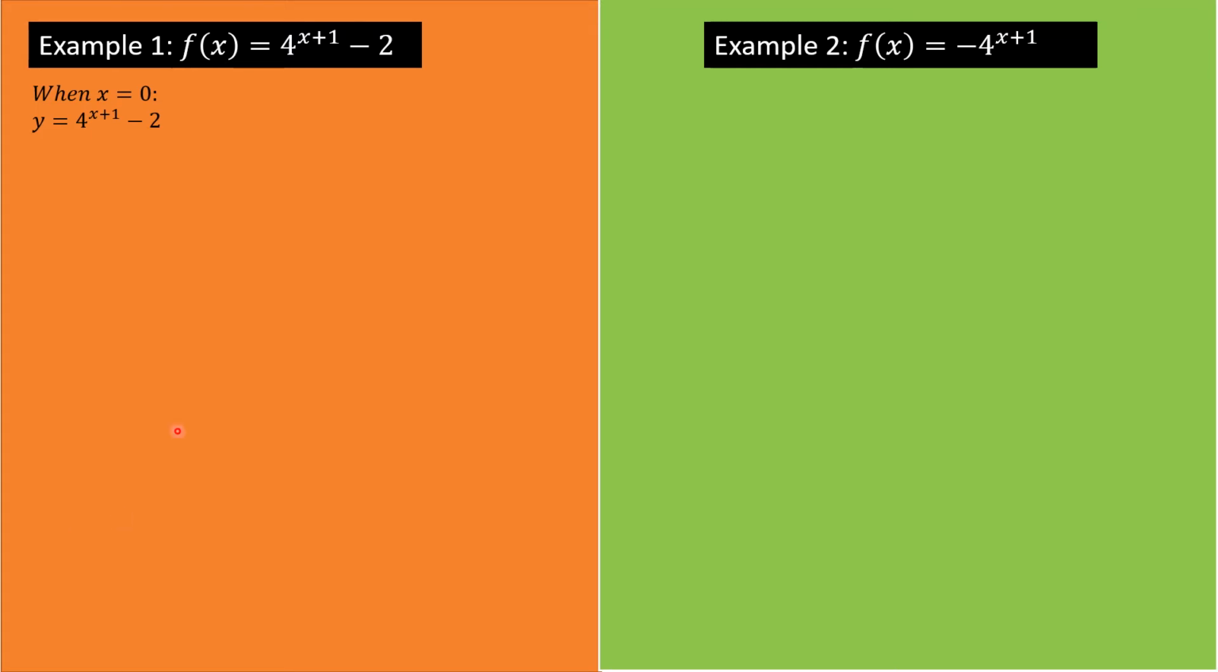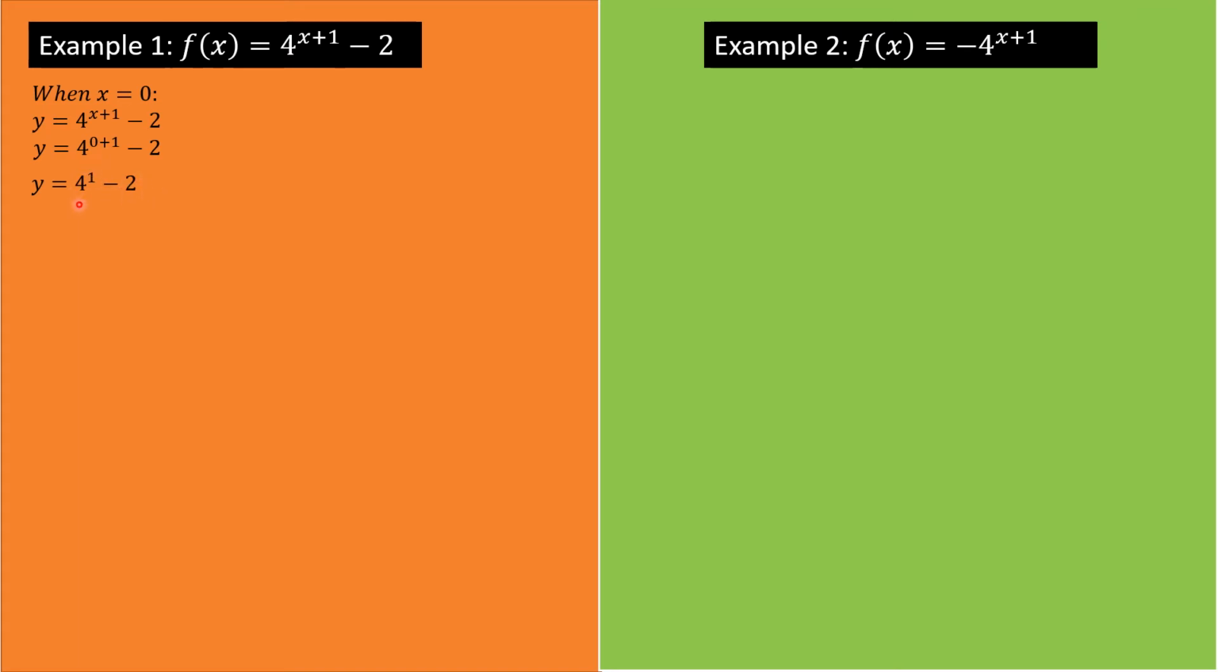So when x equals 0, then after that, we should have to let f of x be equal to y. So we have here y equals 4 raised to x plus 1 minus 2. And then after writing f of x as y, we have to make x equals 0. So we have here y equals 4 raised to 0 plus 1 minus 2. And then 0 plus 1, the exponent of 4 will become 4 raised to 1 minus 2.